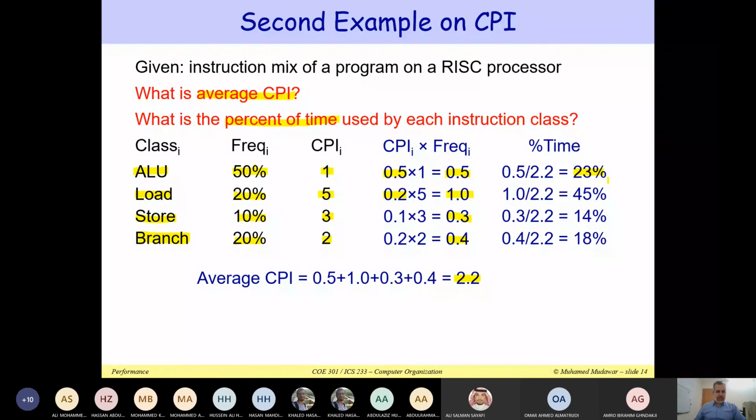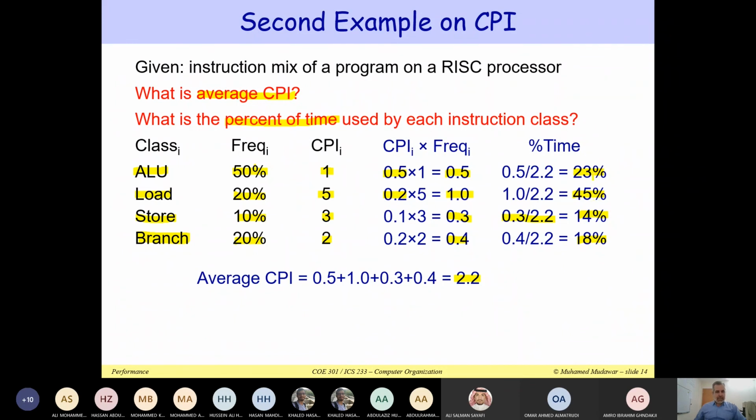So this is 23%. Here I take 1.0, which is the CPI, multiplied by the frequency, and then divided by 2.2, which is the average CPI. So we get 0.45 something, so I can round it up to 45%. This is the same thing here, 0.3 divided by 2.2. This will give me 14%, and this will give me 18%. If you add them up, you get 100%.